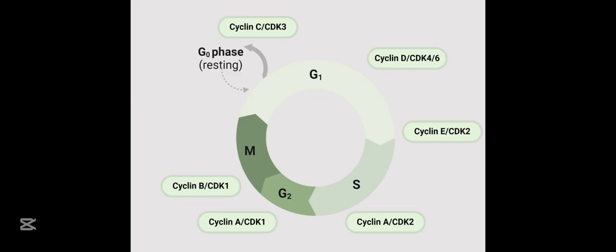And different cyclins are made and degraded at specific times in the cell cycle, so their concentrations go up and down, controlling when specific CDKs are active. It makes sure everything happens in order. So it's a timing mechanism.